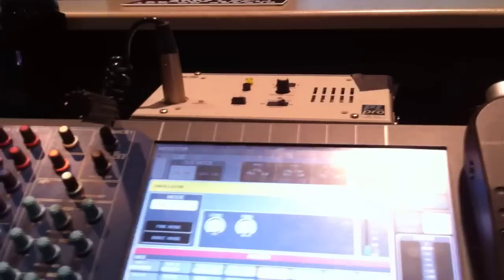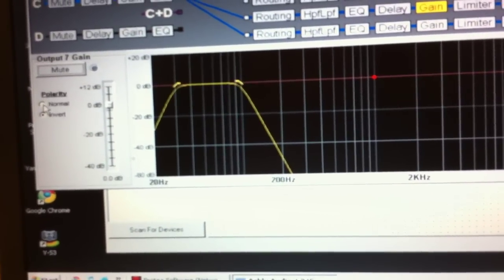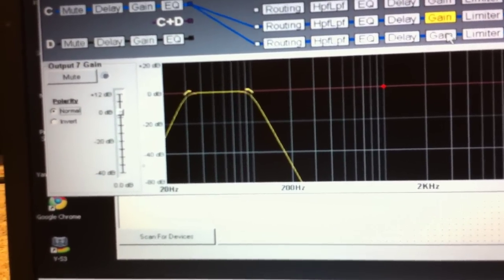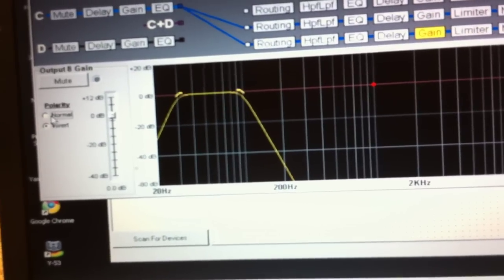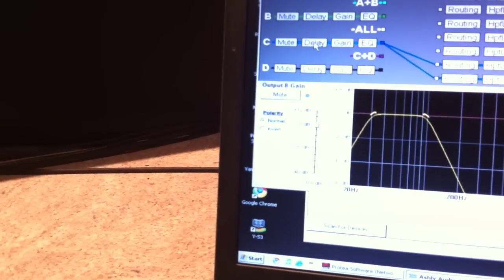So now, we set all this down. All I'm going to do, I hadn't changed any of those dials, so I'm going to come back over here, and I'm going to go back to my gain. I'm going to change the polarity back to normal. And we were at like 60 something dB. Okay, now that's back to normal. We still got our delay, 14.36 feet.